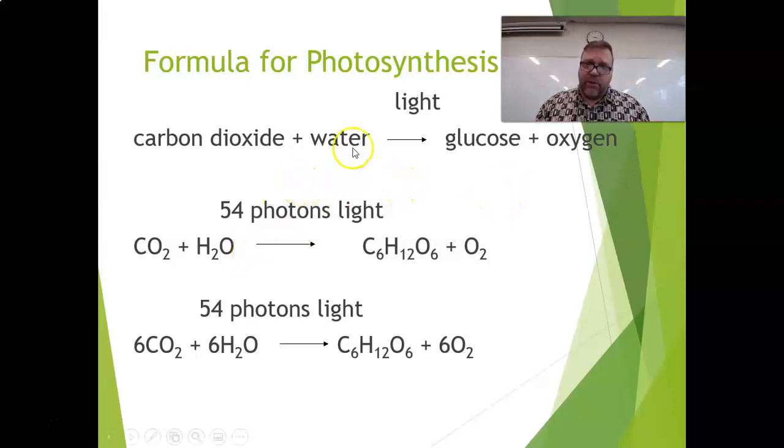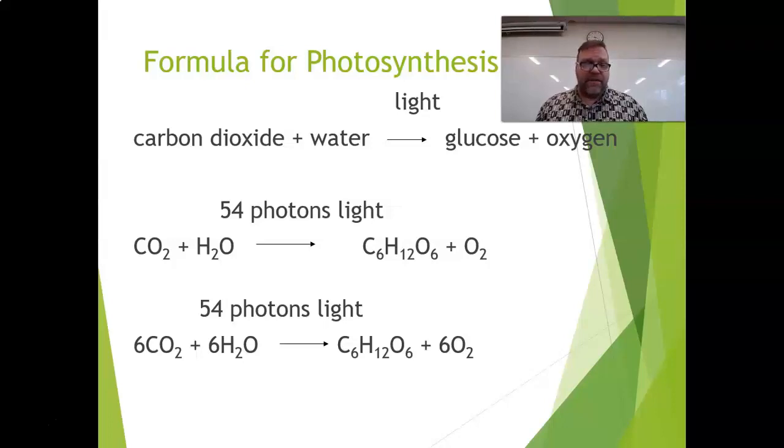Again, beautiful way in which God designed our planet so that plants and animals live in perfect harmony, providing for each other. Make sure you know all 3 of these formulas. They will be on the test. All 3 of them, please. The word formula, the chemical formula, and then the balanced chemical formula.